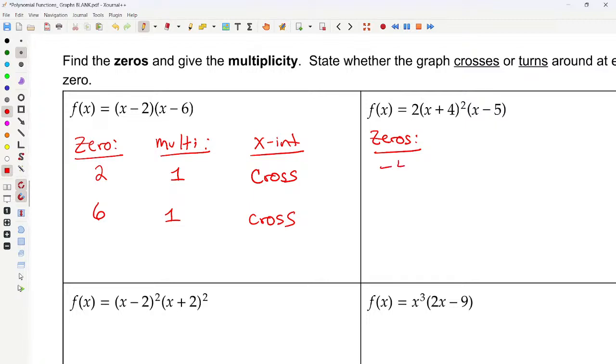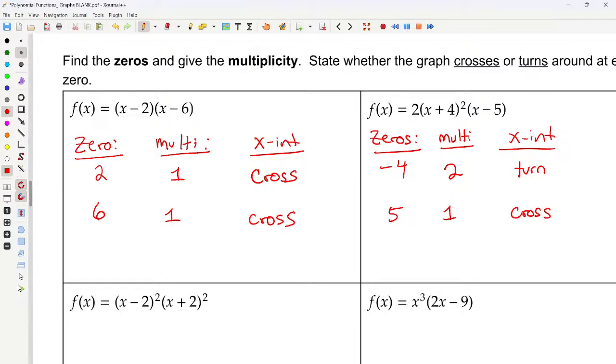Negative 4 and 5. What's the multiplicity? 2 and 1. Which means at this x-intercept of negative 4, it's going to turn. At this one, literally 1, it crosses. It has nothing to do with the factor of the 2 there. That is just a transformation. This is just vertically stretching that graph. Okay, that's all. Thank you.